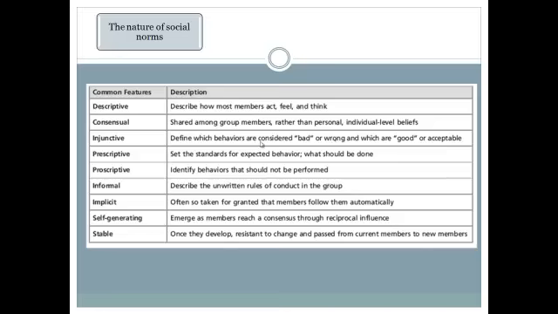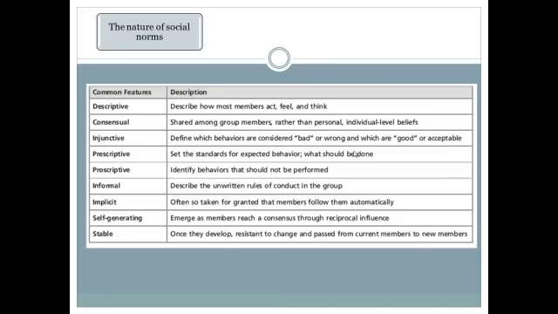Injunctive norms are norms that define what behaviors are good and what behaviors are bad. Essentially, when somebody does something bad in a group and violates one of these injunctive norms, it is certainly going to get people's attention, and it is going to disrupt the harmony of the group. Again, that is violating a norm.